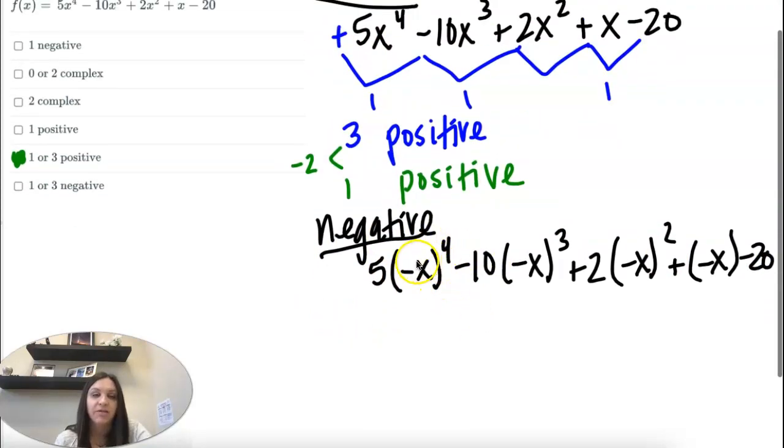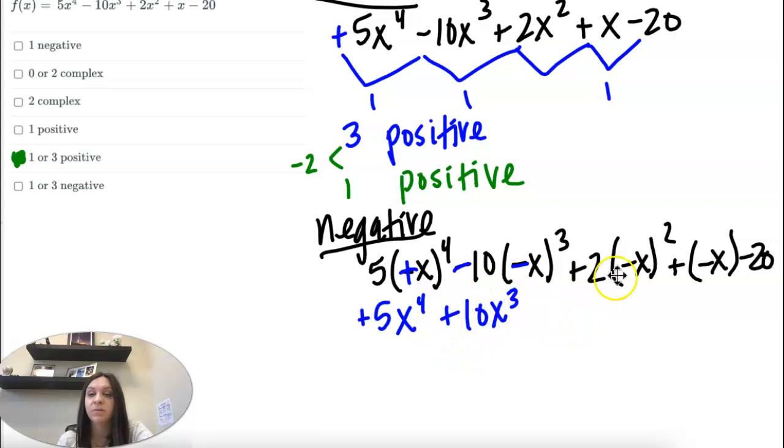So a negative number to the 4th power goes negative times negative times negative times negative. So that becomes a positive. So this stays a positive 5x to the 4th. A negative times a negative times a negative, so 3 negatives, negative times a negative is a positive, but then the negative again turns it to a negative. So this stays a negative, times a negative 10, though, becomes positive 10x cubed.